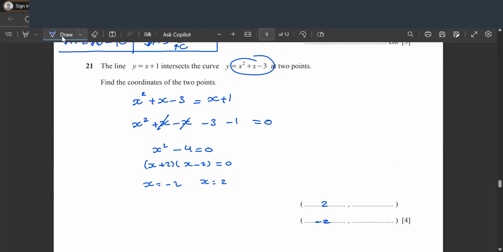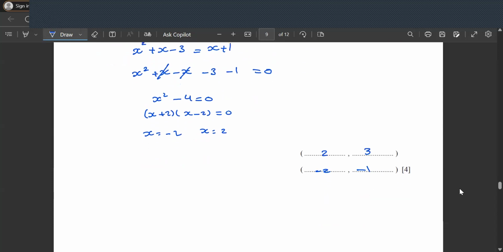Substitute in any of the equations. But of course, x plus 1 is easier. So x plus 1, 3. x plus 1, negative 1. Done. You see how many minutes you took in this question? Not more than 2 minutes. Okay?